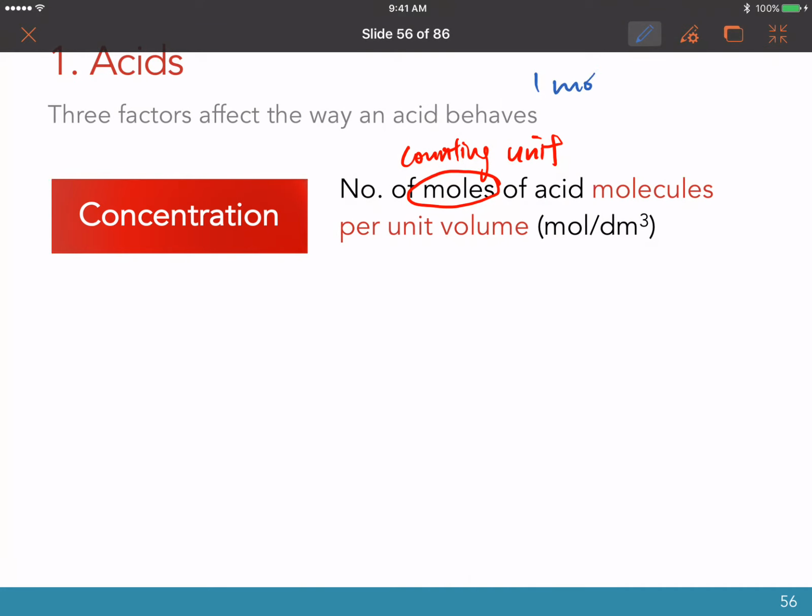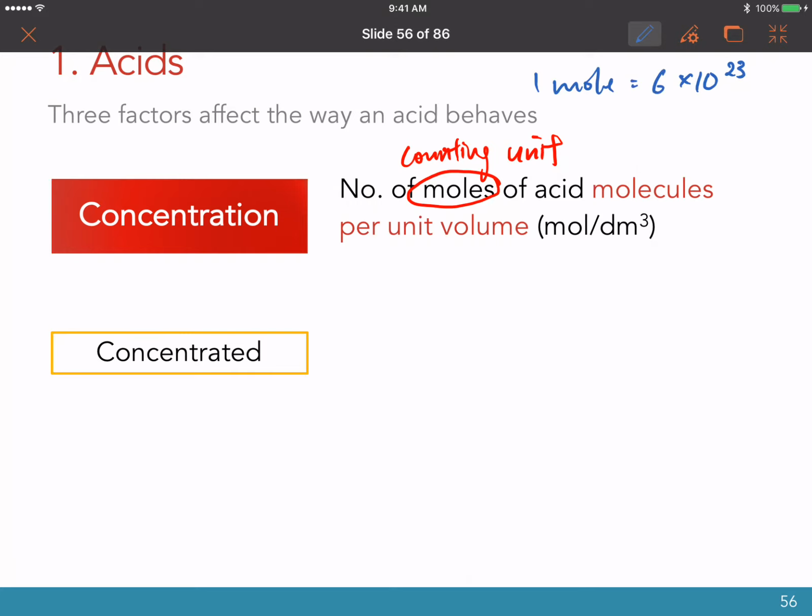1 mole is equal to 6 times 10 to the power of 23 number of molecules. This is a huge number, because a lot of molecules or ions can be packed in a very small space. They are all very small. That's why we need a counting unit that encompasses a large number, so it's more convenient for us to count. You will learn more about this when you are in Sec 3.